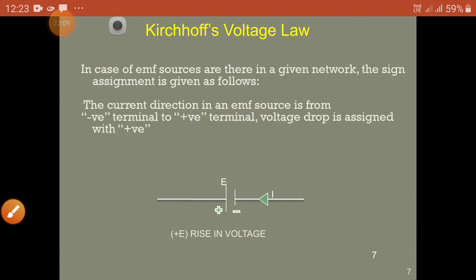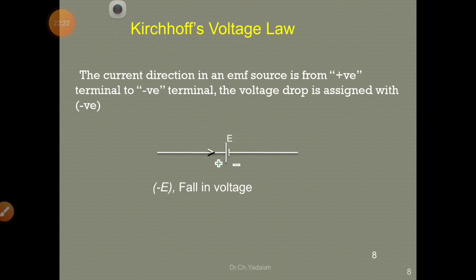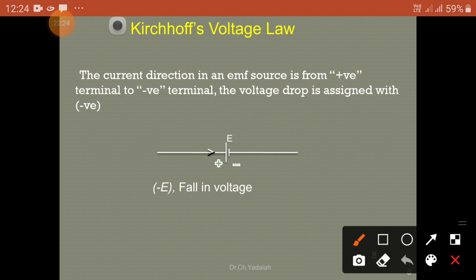Okay. Now if reversed, the current direction in an EMF source is from positive terminal to negative terminal, the voltage drop is assigned with a negative, similar to the previous one. Now in this case you can see it. Here this is a positive terminal, this is a negative terminal. The current is flowing this direction. So high potential to low potential, you have to take the voltage E as minus E.